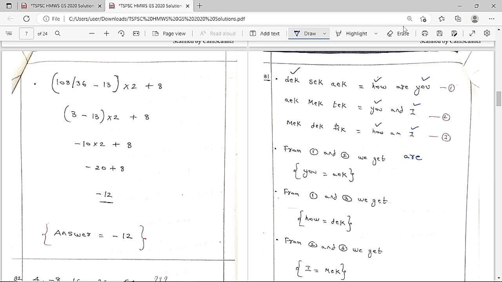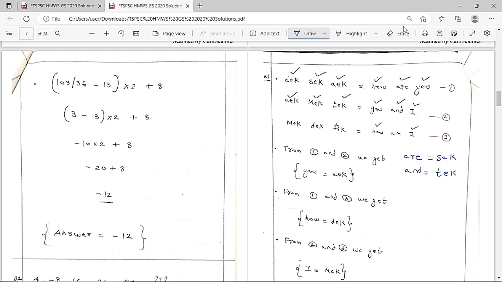Then we can say U means "ek". The only thing left is "sek", so R means "sek", S-E-K. So R also we have got. Now for "and": U means "ek" and I means "mek", so the remaining one is "take". So clearly "and" means "take". So we got this one, this one, and this one.